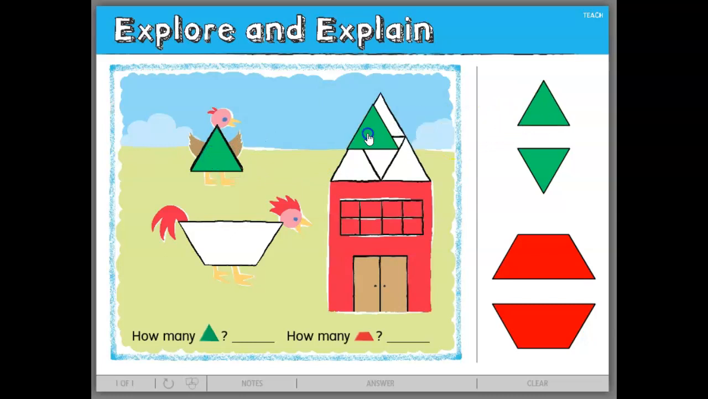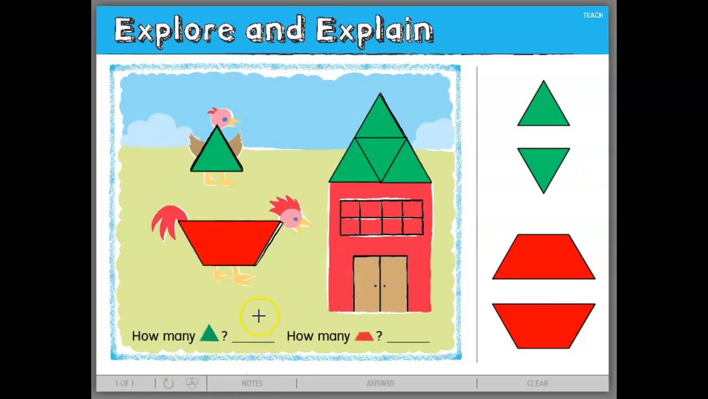So they want to know in this picture how many triangles are there. So I'm going to go ahead and lay these on top so we can see how many triangles there are. And they want to know how many trapezoids. So how many triangles do you see in the picture?